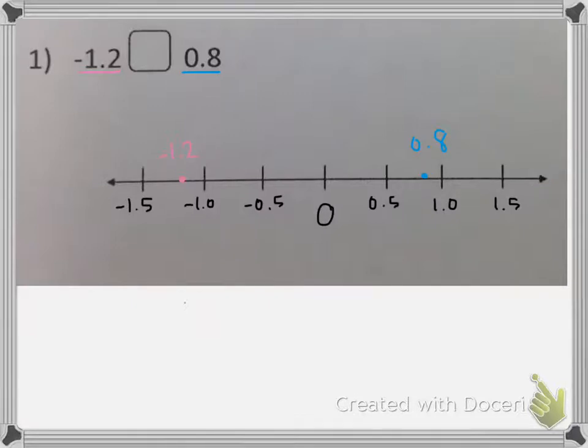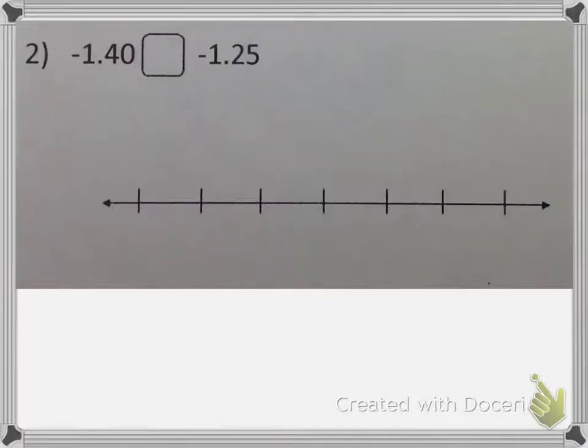So remember, whatever's farther to the right on the number line is the greater number. And like we discussed earlier, positive numbers are always greater than negative numbers. So negative 1 2/10 is less than 8/10. Let's try the next one.